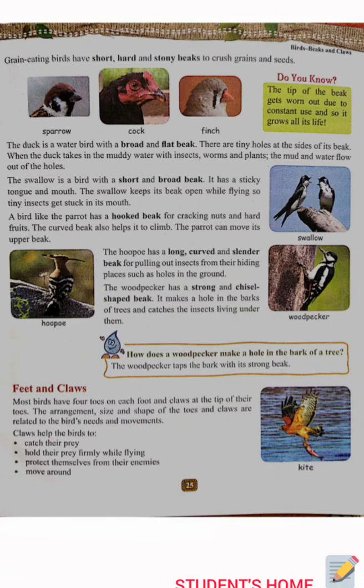The first point is they use their claws to catch their prey. Okay, now the second is hold their prey firmly. Firmly means to hold it gently and tightly, so that it doesn't fall off from the claws. Then to protect themselves from enemies with the help of claws. Then to move around. I hope that all of you have understood it well class.